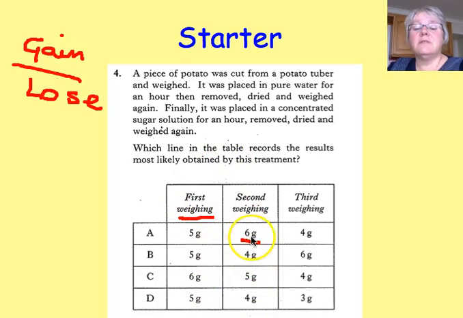So we're saying to ourselves, oh, is it number A? Well, we can double check because we need to look at the next weighing, and in that it should have lost weight. When we look at this result here, it has lost weight. So therefore the answer to this question is A.